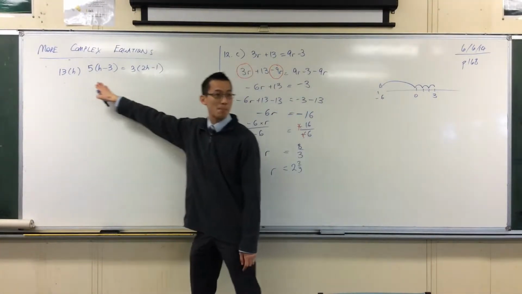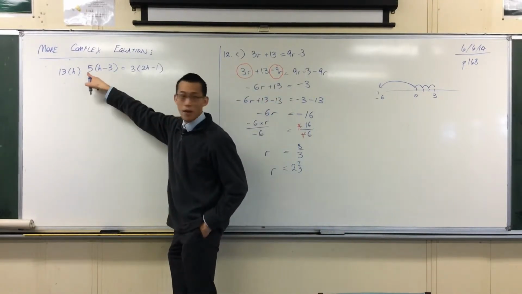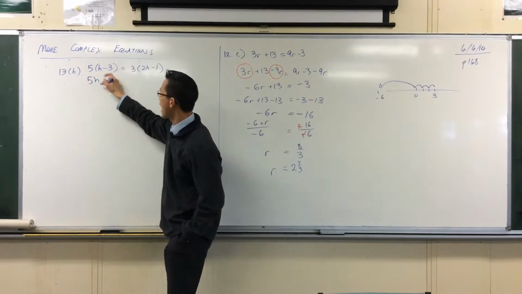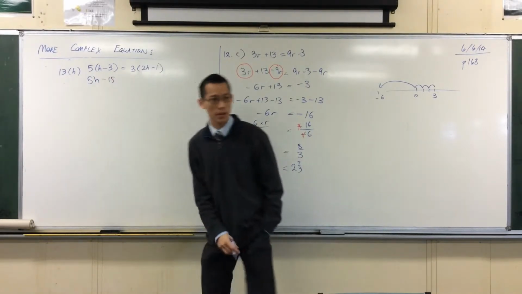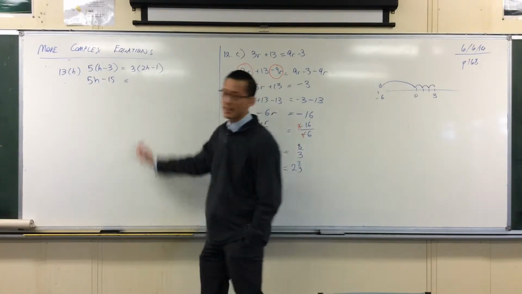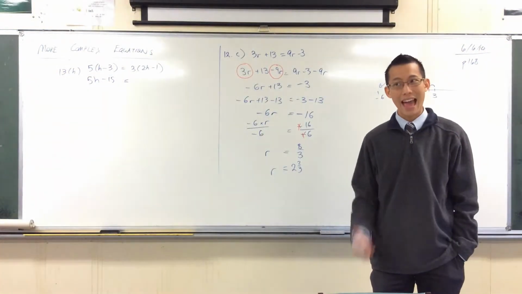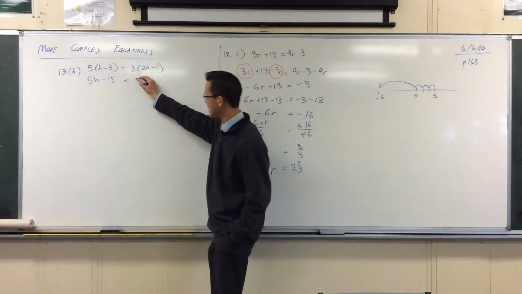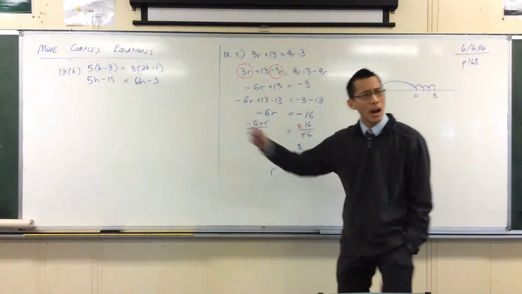So, let's take both sides and expand it. The 5 has got to say hello to the h and hello to the negative 3, minus 3, minus 15. So, minus 15. Good. On the right-hand side, careful. 3 times 2h. So, it's going to be 6h minus 3. Well done.